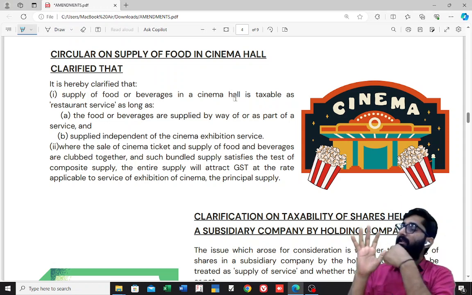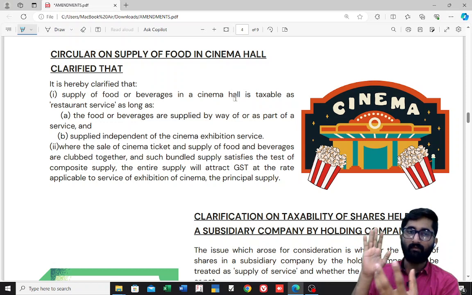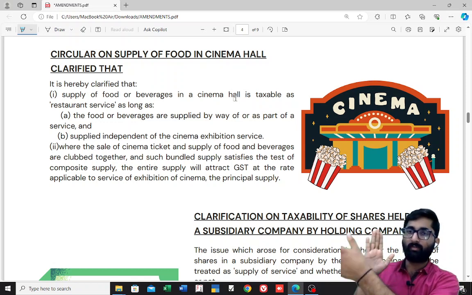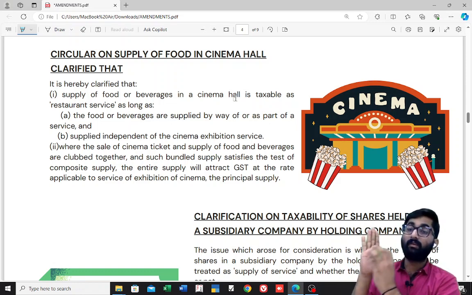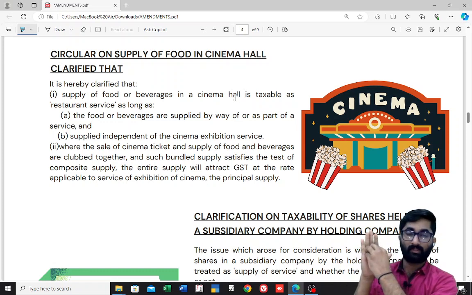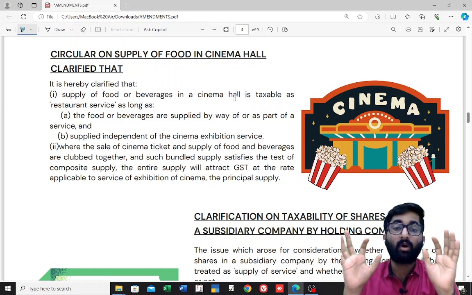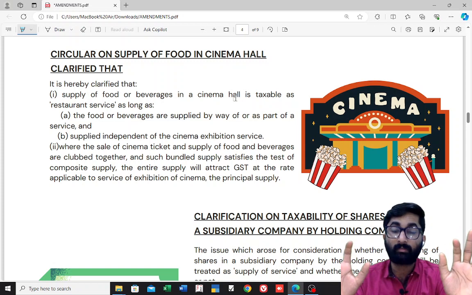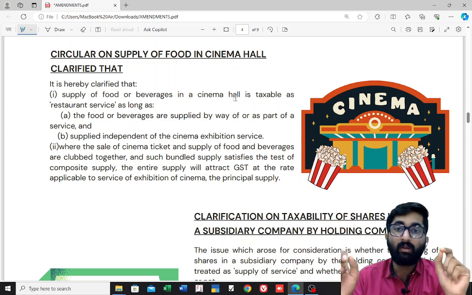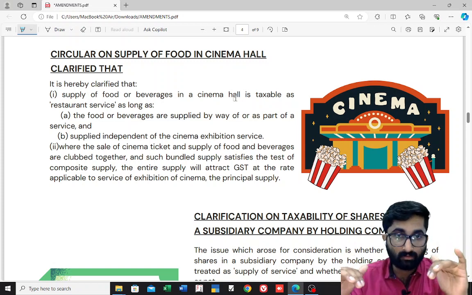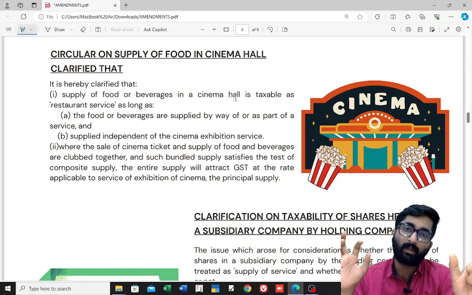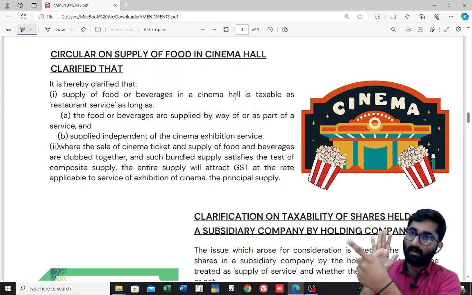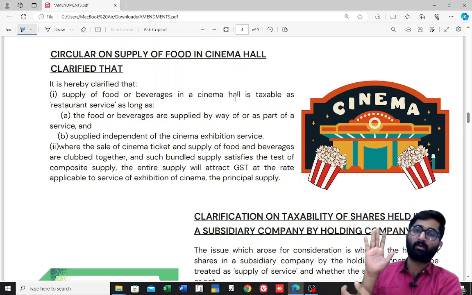What if the cinema hall gives one consolidated bill, with so much for the ticket and so much for restaurant? If they give one consolidated ticket, it will be considered a composite supply. Why did you go to the cinema hall? To watch cinema, not to eat popcorn. So what is the principal supply? Cinema is the principal supply. The rate applicable to cinema will be applicable to the popcorn also.